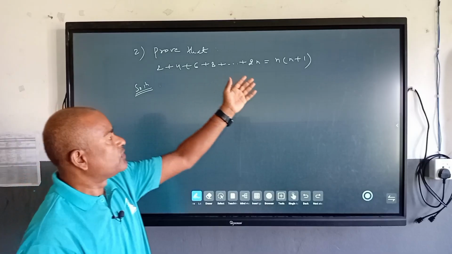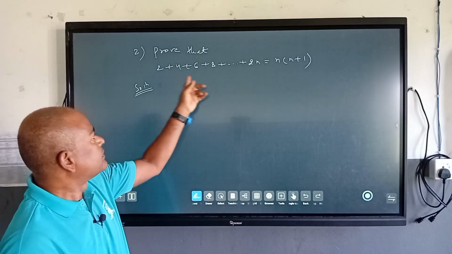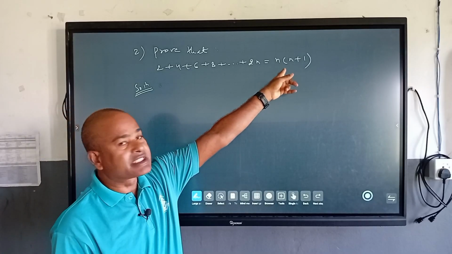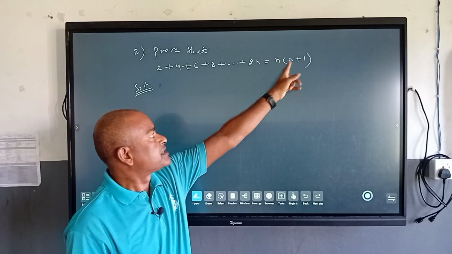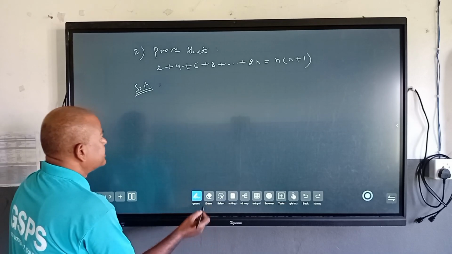Dear students, now we are going to prove the sum of the first n even numbers. The sum of the first n even numbers is equal to n times n plus 1. Let's prove it.